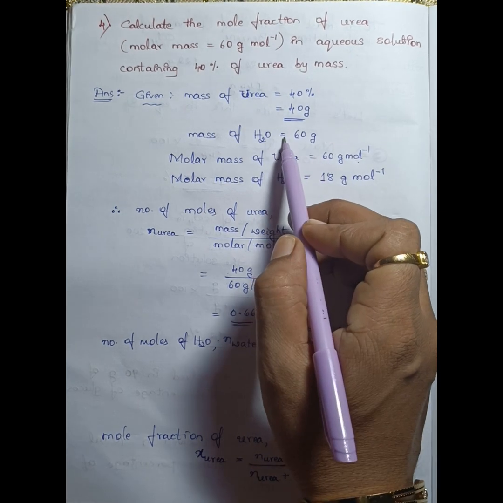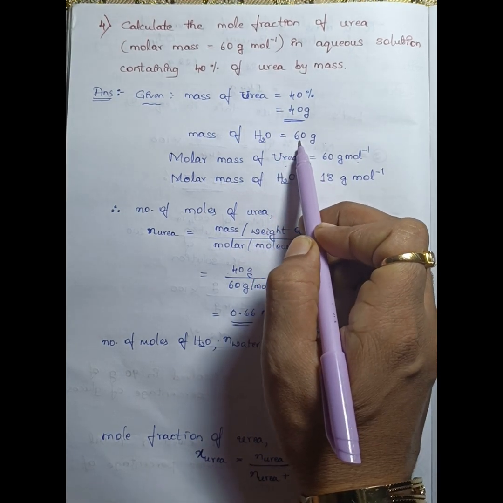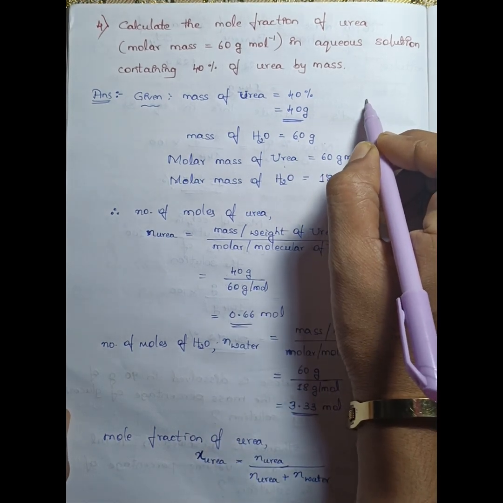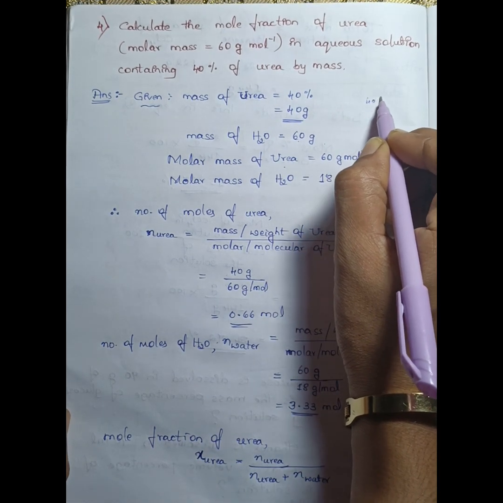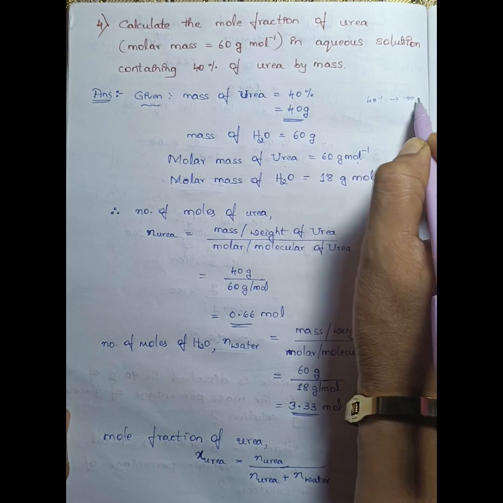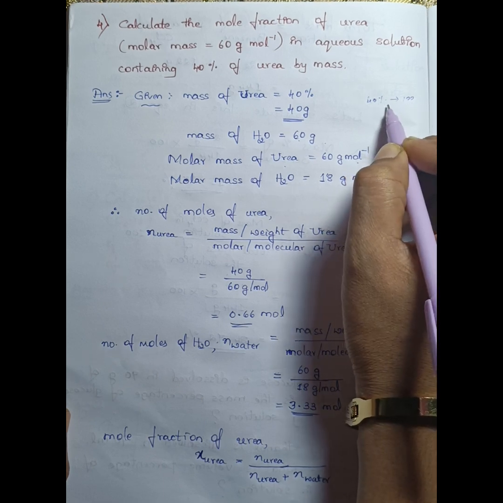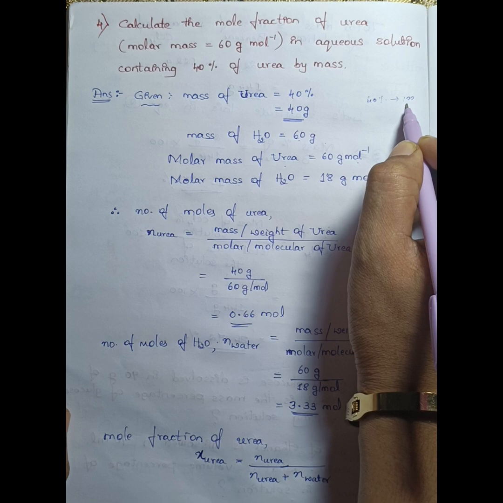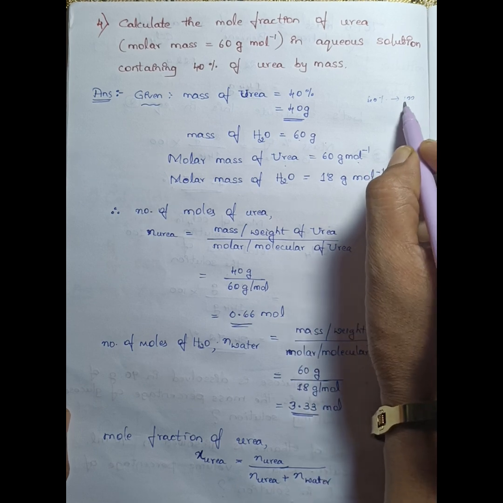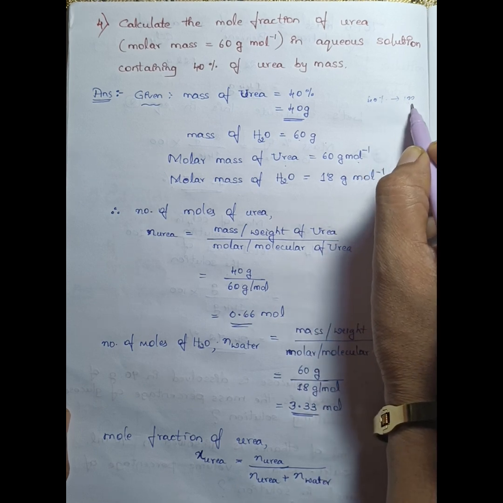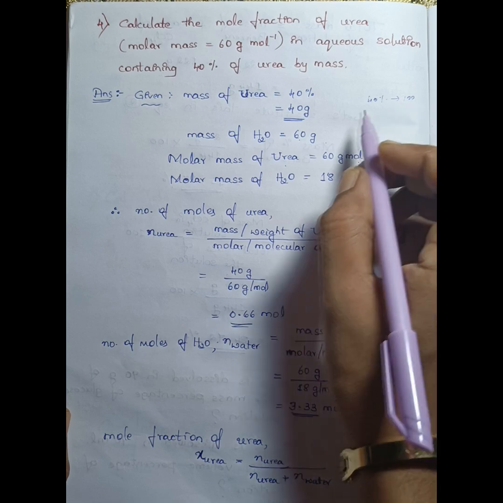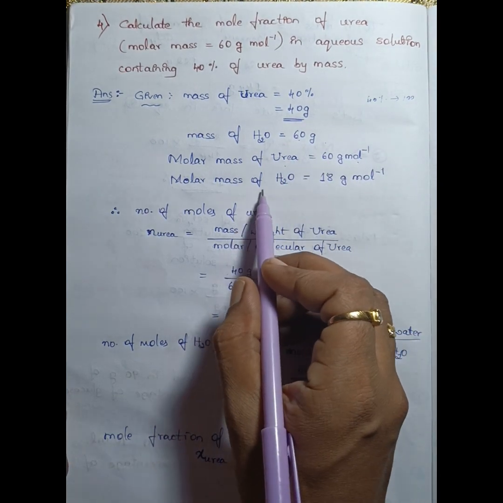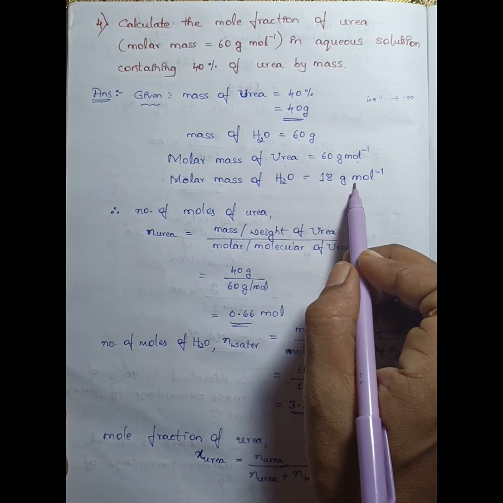So guys, how have I taken water as 60 gram? Because they said 40% of urea, that is in 100. So in 100, this is a solution made up of urea and water, right? So if 40% in 100 is urea, the remaining 60 is water. So I have taken 60 grams as the mass of water. Then the molar mass of water is 18 gram per mole.